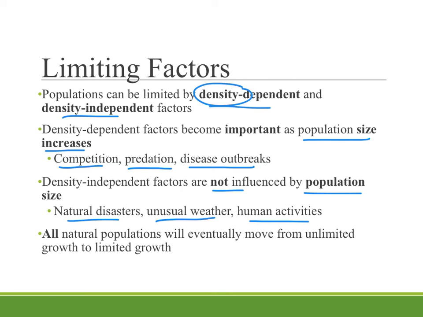All natural populations will eventually move from unlimited growth to limited growth because we have a closed system here. Ecosystems are not able to just keep on adding resources from the outside. They're going to run out of resources. They're going to have to limit the populations of the species in that ecosystem at some point. But depending upon the situation, some organisms can experience, at least for a limited time, kind of this unlimited growth before the limiting factors do kick in.